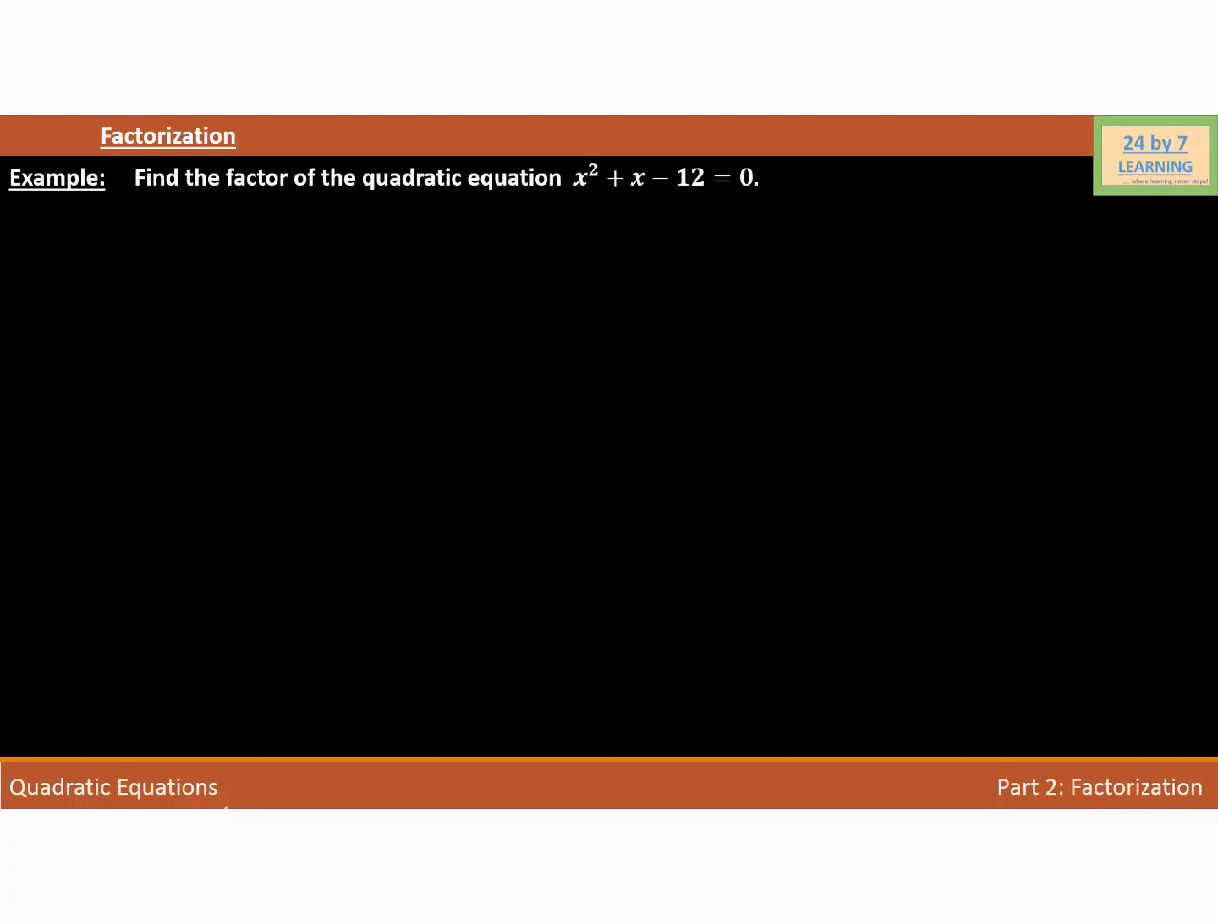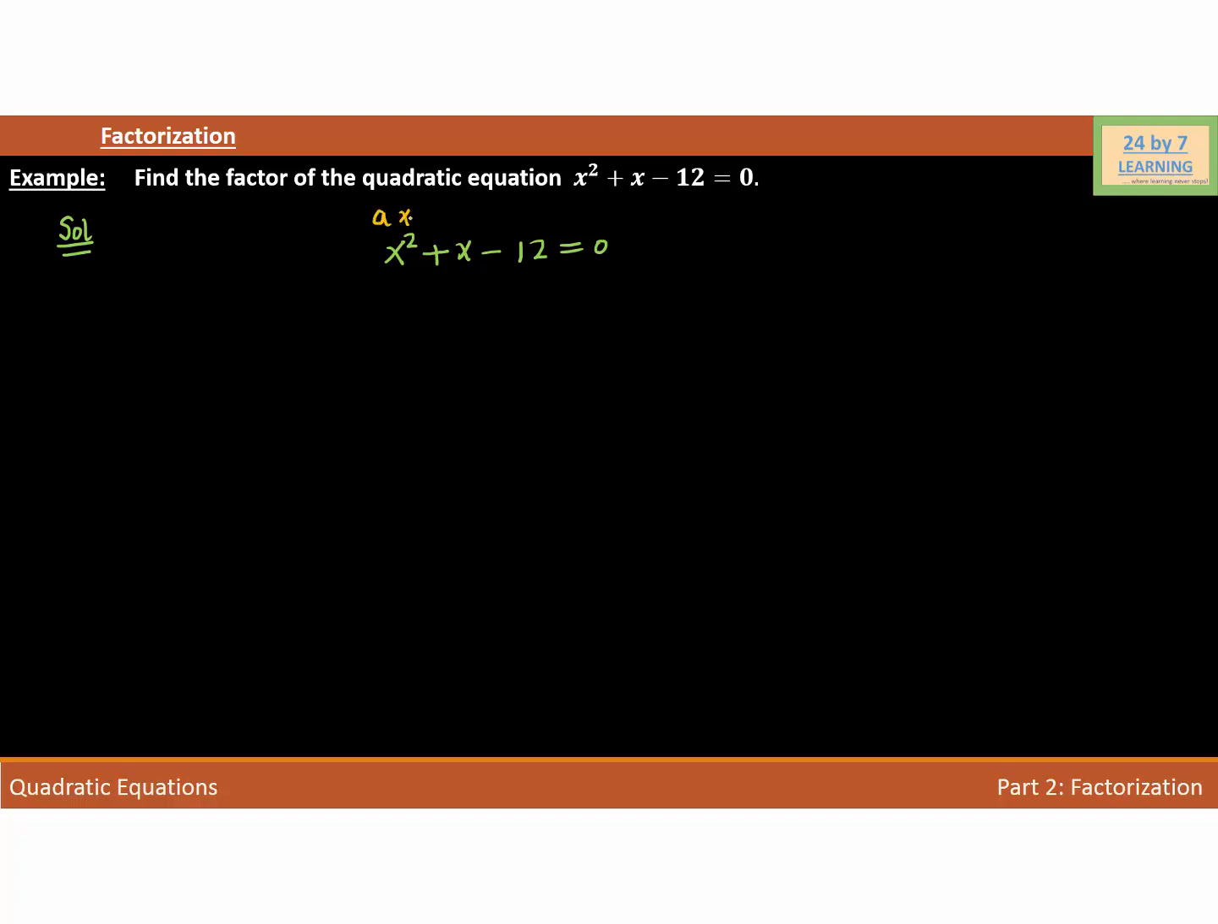Factorization example. Find the factor of the quadratic equation x square plus x minus 12 is equal to 0. So as you can see, it is given that my quadratic equation is x square plus x minus 12 is equal to 0. What I'm going to do, I'm going to consider a standard equation. So I'm going to write the equation over here.